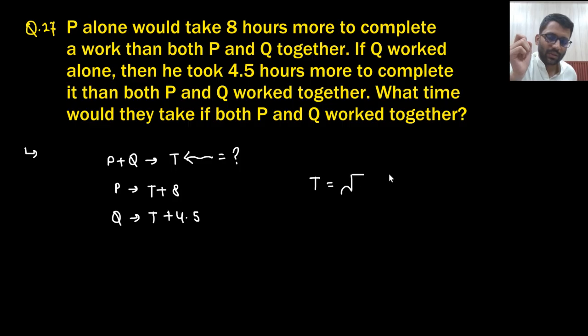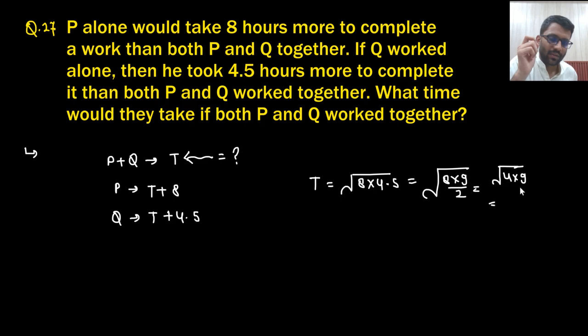T would be equal to root of 8 into 4.5, or you can write 8 into 9 by 2, or you can write 4 into 9. Under root, 4 is 2, under root 9 is 3. So 3 into 2, that is 6 hours. So both combined would take 6 hours. So the answer is 6 hours.